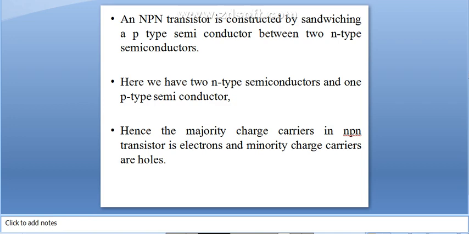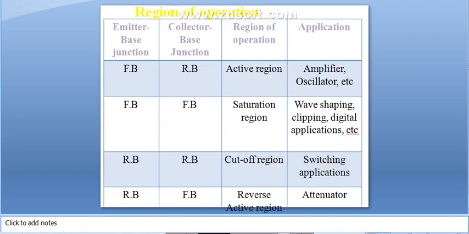An NPN transistor is constructed by sandwiching a P-type semiconductor between 2 N-type semiconductors. The majority carriers in an NPN transistor are electrons and the minority carriers are holes. Here we have two N-type semiconductors and one P-type semiconductor.